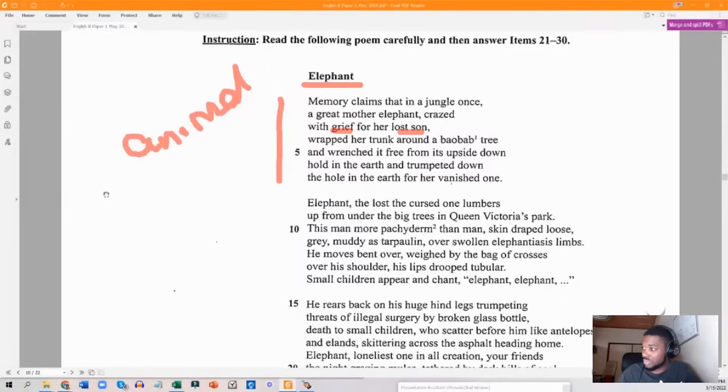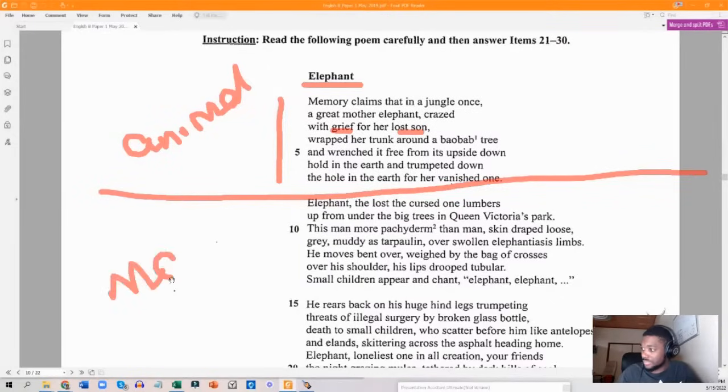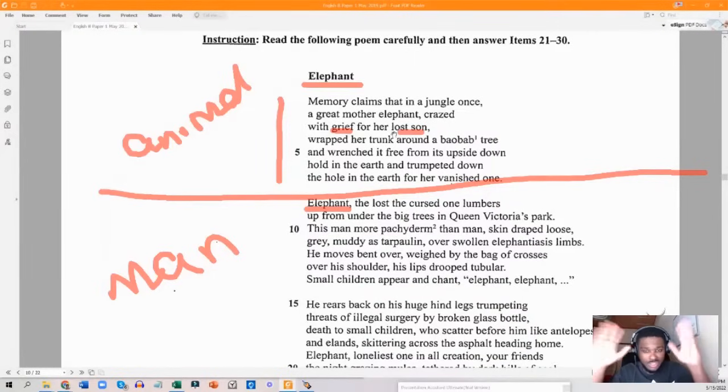In stanzas 2 and below, stanzas 2, 3, 4, the elephant mentioned is not an animal but a man. We see capital E, but of course this is the beginning of a sentence, so it would be capital anyway. So elephant, the lost, the cursed one. So this elephant, similarly to the son, we're going to see that there's a parallel, there's a comparison being made between the elephant in the beginning and the elephant throughout the rest of the poem.